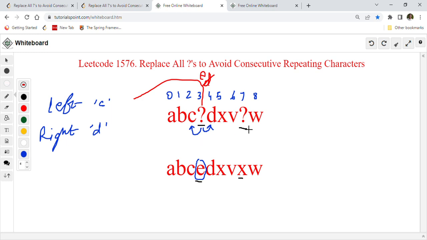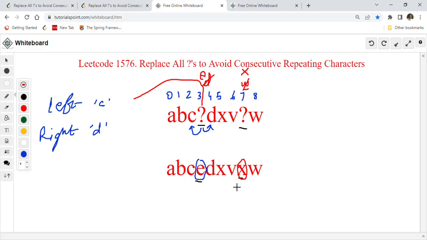Same thing you will do here also, correct? First you will try to put W here. Now you realize that W you cannot put, right? Because W is followed by W, so W cannot be a possible character. Then you have to put the next character of W. So the next character of W is X, right? So you will put X here basically, correct? So this is the basic idea. I hope you understood this.